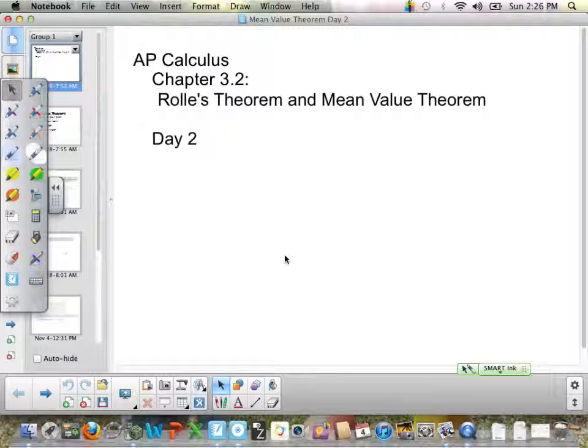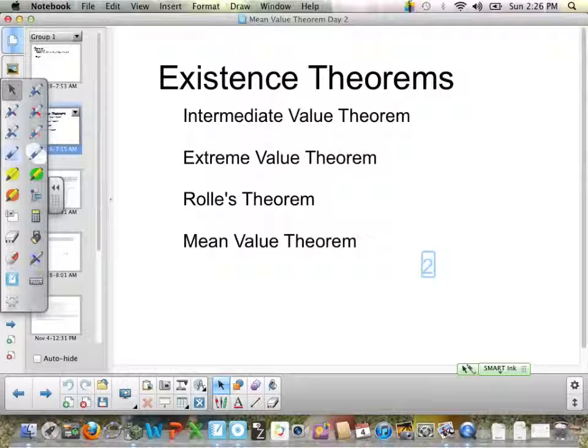Chapter 3.2, Rolle's Theorem and the Mean Value Theorem, Day 2. Just a reminder, there are 4 existence theorems. And these theorems prove that stuff is there, but doesn't actually find it. They are the intermediate value theorem, the extreme value theorem, Rolle's theorem, and the mean value theorem.